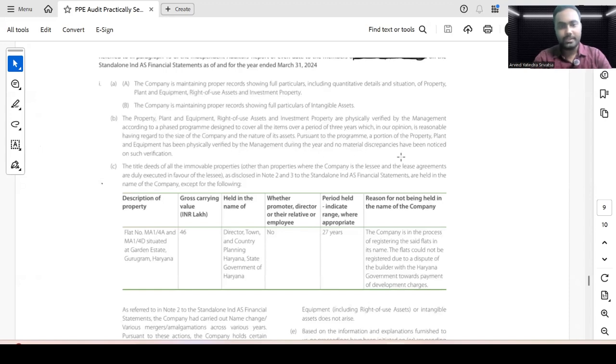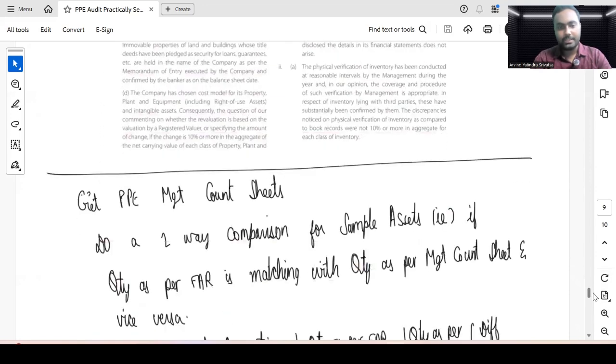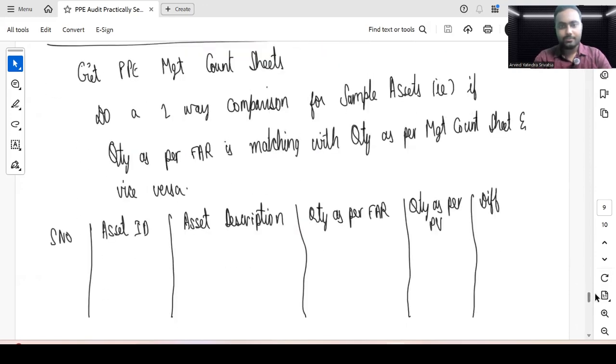Then, pursuant to the program, a portion of the property, plant, and equipment has been physically verified by the management during the year, and no material discrepancies have been noticed on such verification. So, basically, for this, you have to take the count sheets of the management and do some work in relation to this.